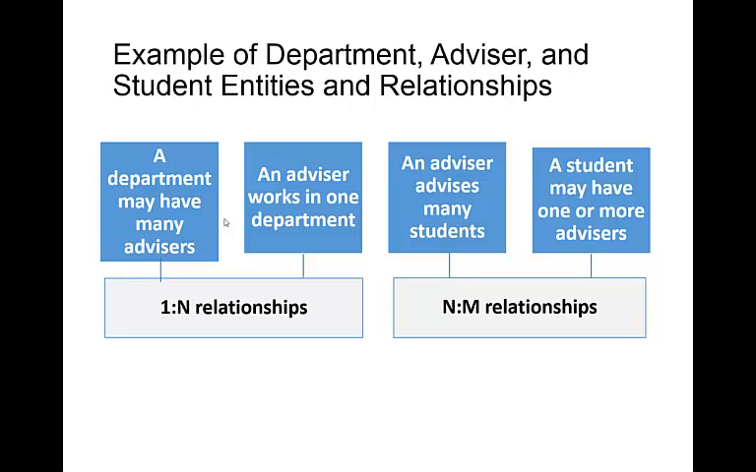Now, you could also end up with a situation where an advisor advises many students, but a student may have one or more advisors. So this might happen if the department allows students to meet with multiple advisors, so the student can pick who they want to advise with. Or maybe they change advisors each semester, and you want to keep track of who they've advised with in the past.